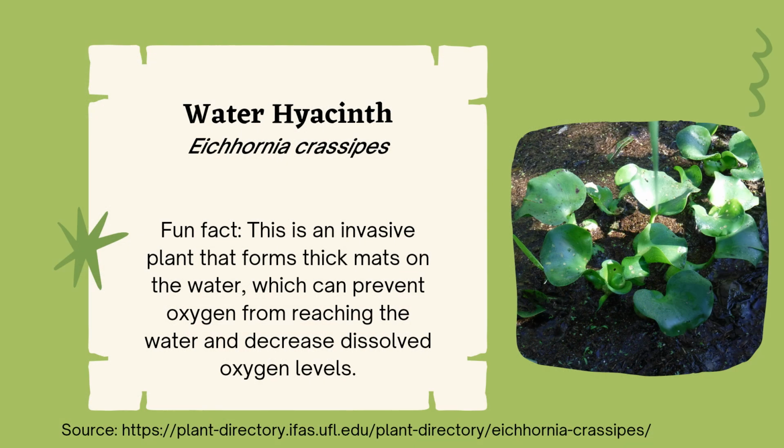The first plant in this ecosystem is water hyacinth, or Eichhornia crassipes. So this has leaves arranged in rosettes with a bulb-like shape near the base, and the plant is typically found in freshwater environments, which told me that it was likely the water hyacinth. And they are actually an invasive plant that will form thick mats on the water, and this can prevent oxygen from reaching the water, and it'll overall decrease the dissolved oxygen levels in the water.